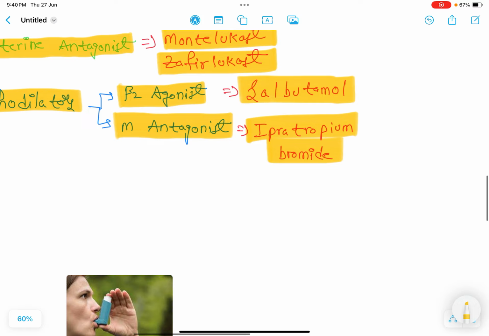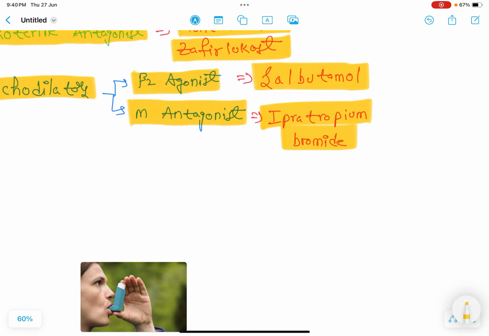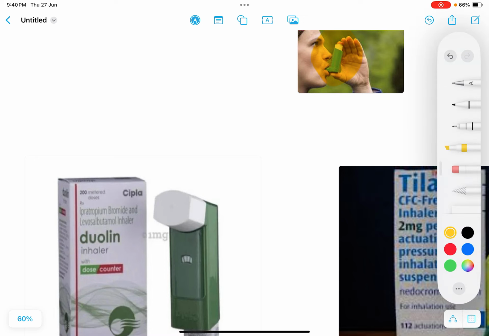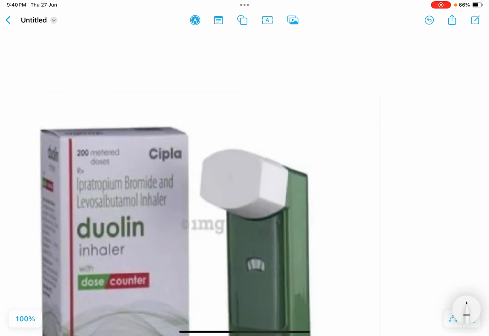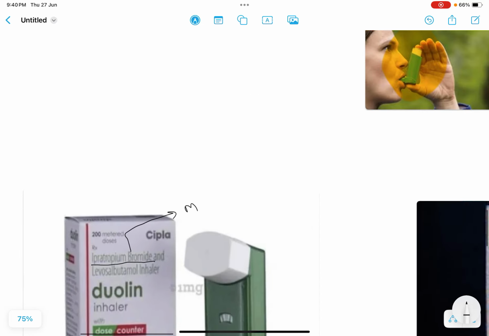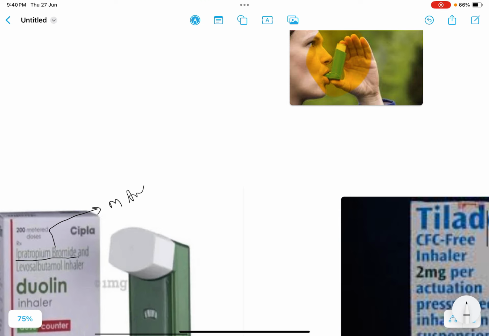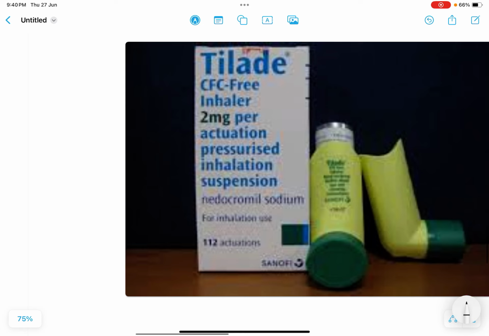I have some examples. We know in asthma we give this type of inhaler. Let us see this example. Here we can see there is ipratropium bromide. I have discussed this. Ipratropium bromide is a muscarinic antagonist. Next drug is nedocromil. Yes, we know nedocromil.